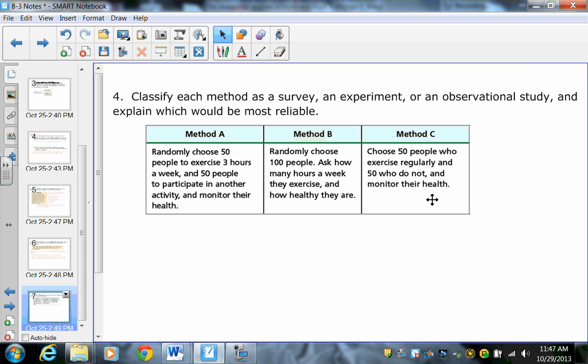Method C says choose 50 people who exercise regularly and 50 who do not, and monitor their health. On method C, you aren't placing them into groups. They're already in groups. You already have the people who do exercise and the people who don't. Since you're just observing here, this would be an observational study.